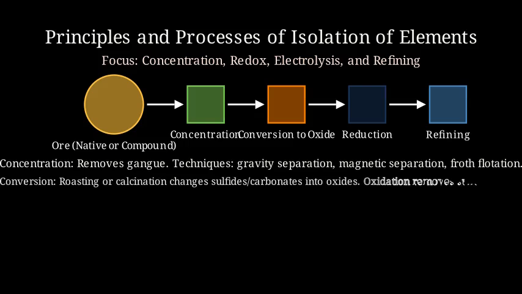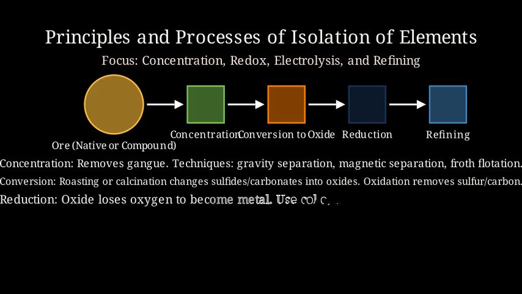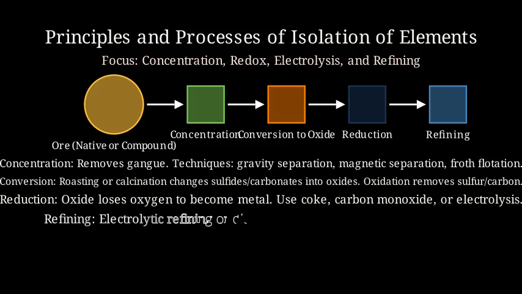Next, we often oxidize or roast the concentrated ore to convert the metal into an oxide. This oxide is easier to reduce later. Roasting in air helps remove sulfur or carbon from sulfides or carbonates. Reduction is the key step. The oxide is reduced to the metal. The reducing agent can be coke, carbon monoxide, or even electricity, depending on how reactive the metal is. Finally, refining purifies the metal using techniques like electrolytic refining or distillation so the metal is ready for use.